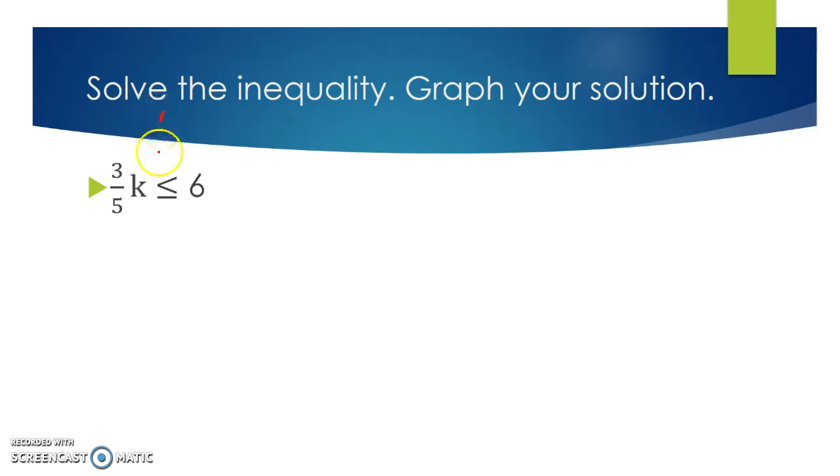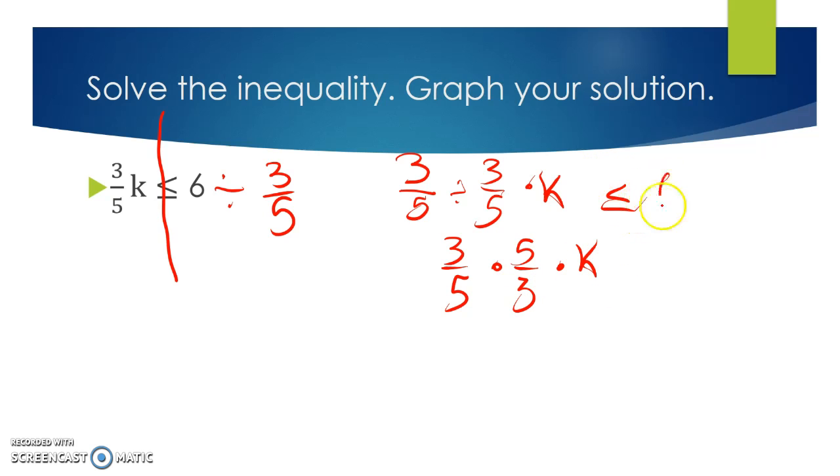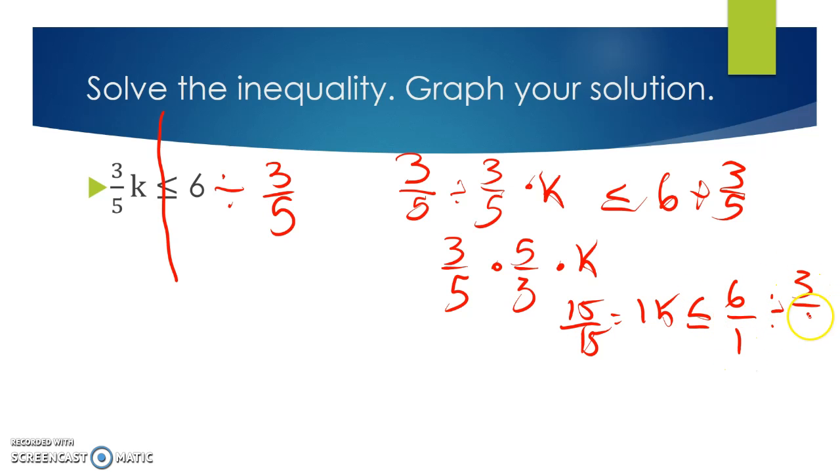All right, so just like equations, we draw our line down the middle. We are multiplying by a fraction here, so that means we have to divide by the fraction over here. So we're going to divide by 3/5. We get 3/5 divided by 3/5, which is 3/5 times 5/3 times k. That's one side of the equation. We get 15 over 15, which simplifies to 1. k is less than or equal to 6 over 1 divided by 3/5.